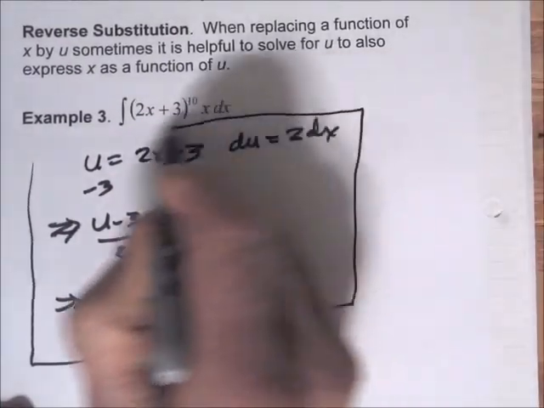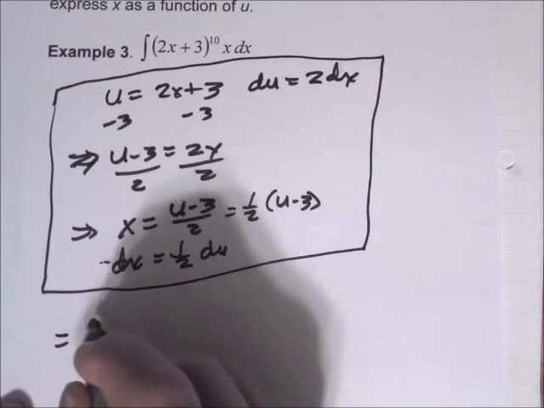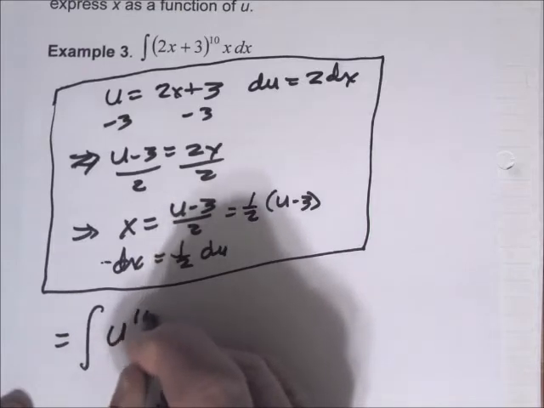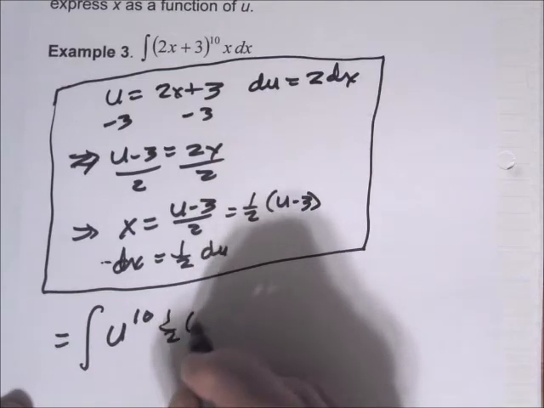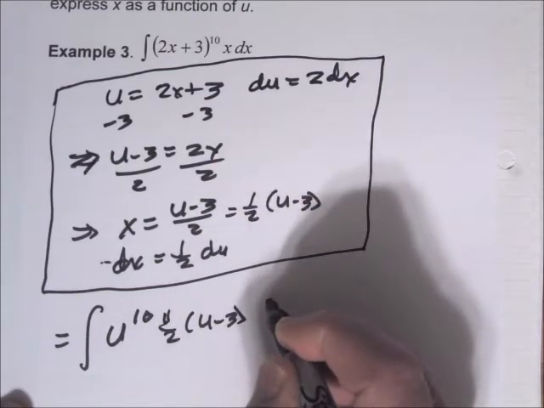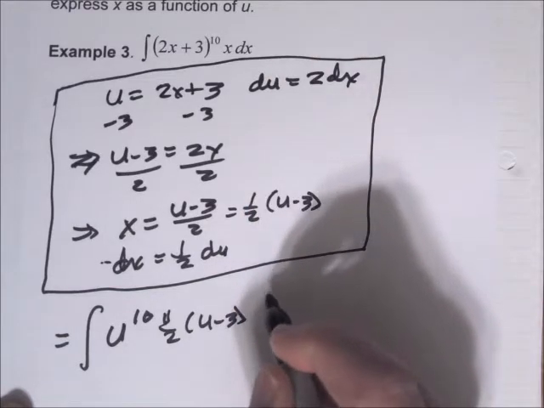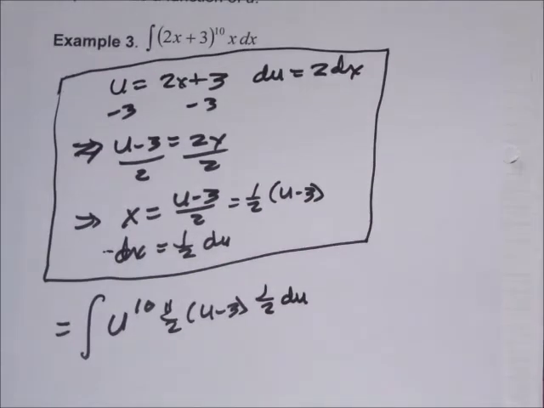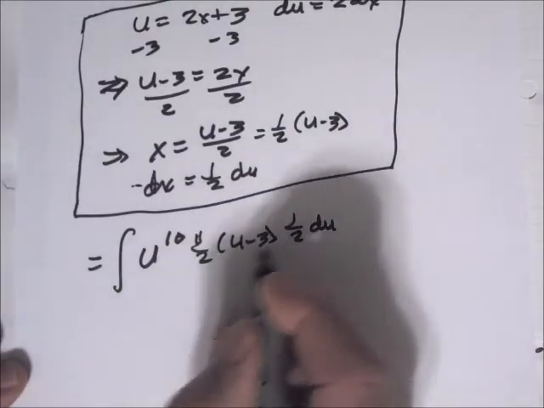So let's make the substitution here. In the original integral, we have u to the 10th, and then x we replace by 1/2 times the quantity u minus 3, and dx we replace by 1/2 du. So it's 1/2 times 1/2 is 1/4.